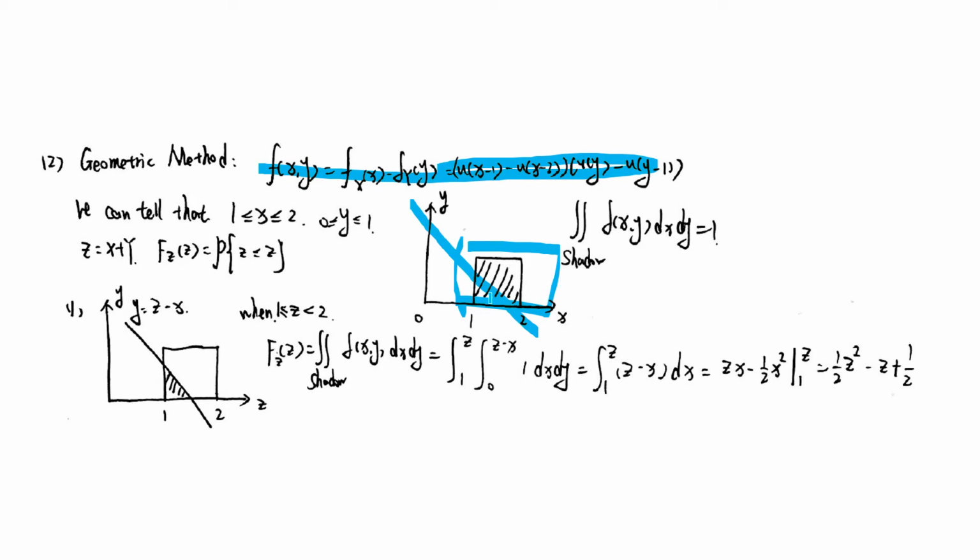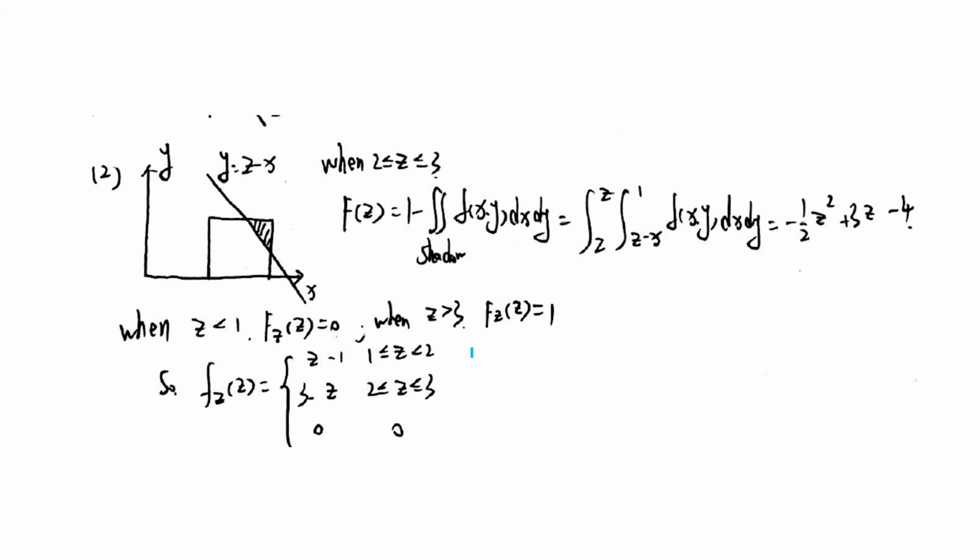First, when z is in the range between 1 and 2, the intersection would be like this, and we just need to integrate f(x, y) in this little triangle here to find what F_Z(z) looks like in the range between 1 and 2. The second circumstance is when z is in the range between 2 and 3, and the intersection would be in this area. With the definition of the distribution function, we just need to use 1 minus the integration of f(x, y) in this little triangle here to find what F_Z(z) looks like in the range between 2 and 3.